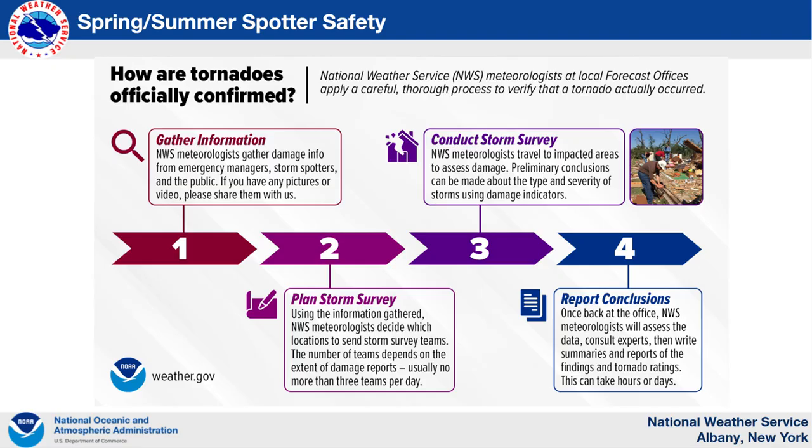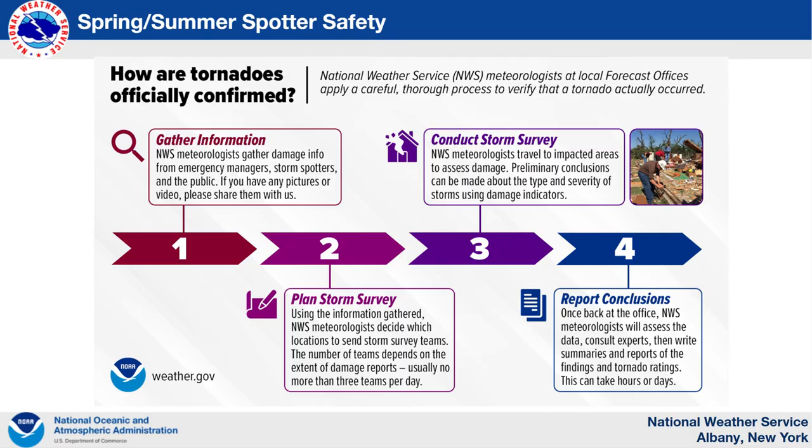When you conduct a storm survey, that's the third step. The Weather Service meteorologists travel to impacted areas to assess the damage. Some preliminary conclusions can be made based on the type and severity of the storms using damage indicators. There's 25 indicators that we look at. Once all the information is gathered, then the report of conclusions is brought back to the Weather Service and disseminated out to the emergency managers and the public and media.